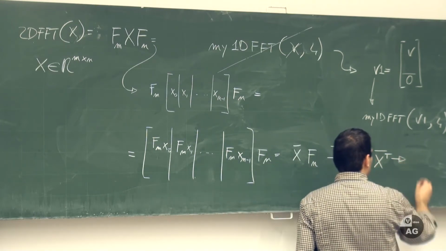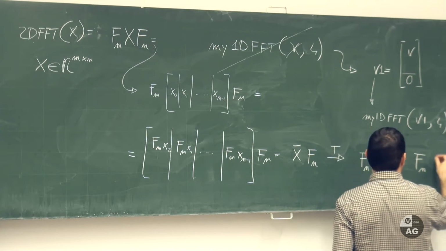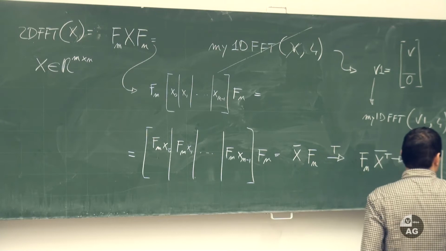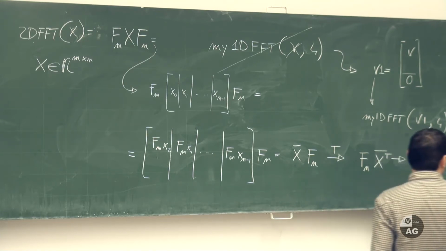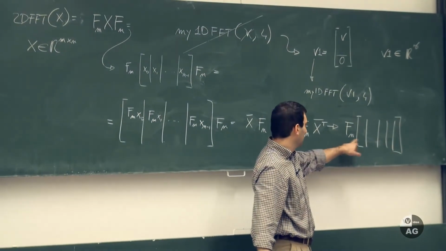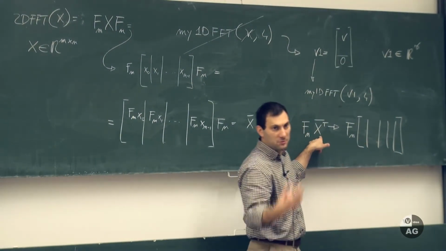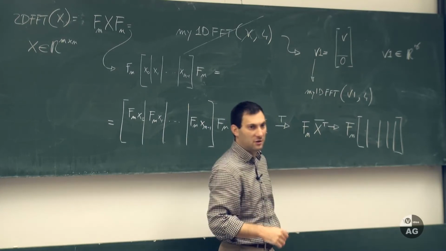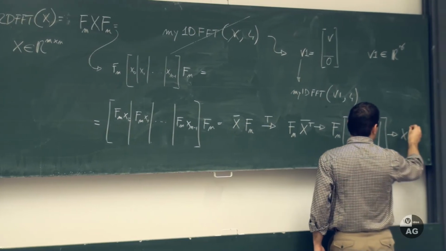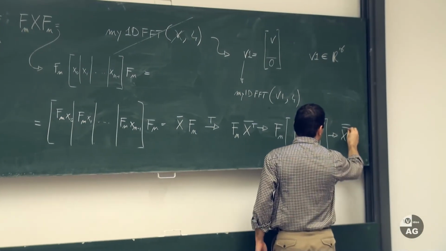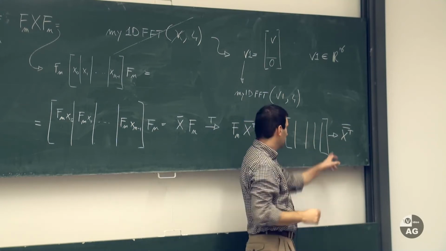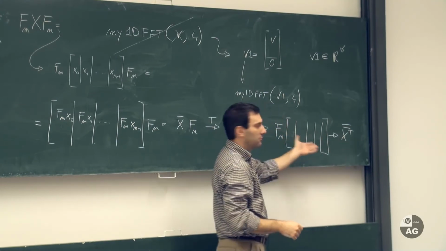And now from here, what do we do? Now you decompose the transpose in columns, and you compute the 1D FFT of each column of the transpose, which means of each row of the original matrix. You get to X double bar transpose. Unfortunately, now you are in the transposed world, so you have to transpose again to get to the actual 2D FFT.